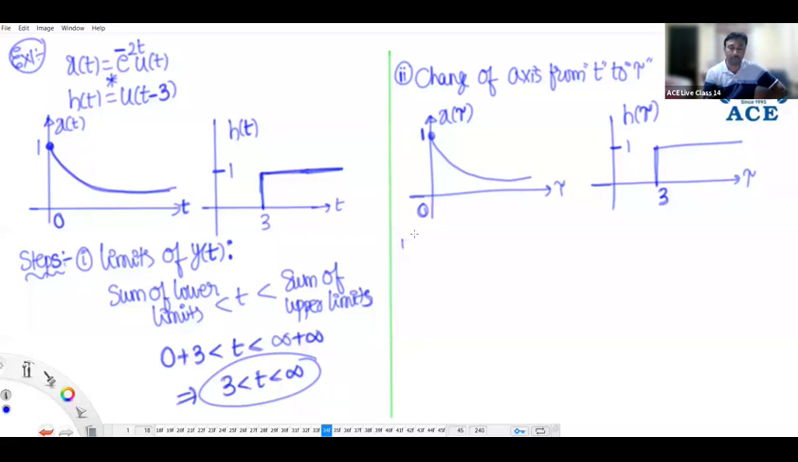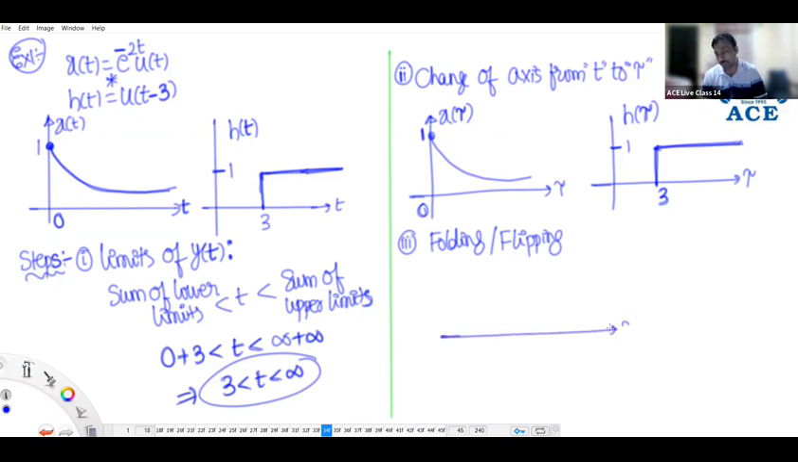Now let us follow folding or flipping. Folding is also called flipping. Which signal is easy to fold in the problem? Which one is easy to fold? The constant signal is easy to fold. So 3 to infinity now becomes what? Minus infinity to minus 3. The constant signal is easy to fold, so I have selected it. 3 to infinity becomes minus infinity to minus 3.